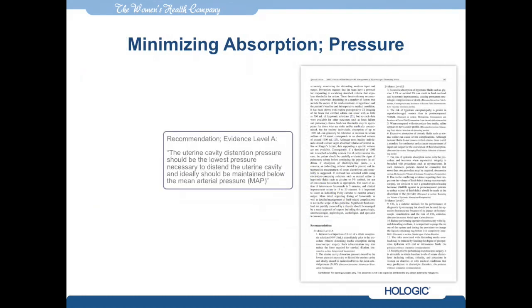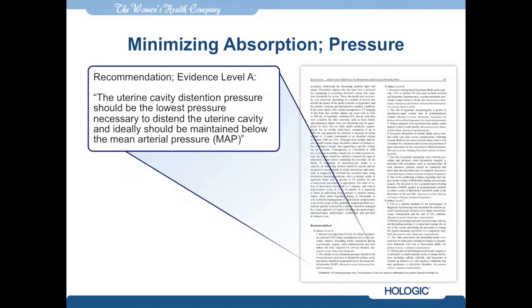The uterine cavity distension pressure should be the lowest pressure necessary to distend the uterine cavity, and ideally should be maintained below the mean arterial pressure. It's not uncommon that the intrauterine pressure needs to be adjusted to achieve optimal visualization and perhaps tamponade bleeding during hysteroscopic procedures.